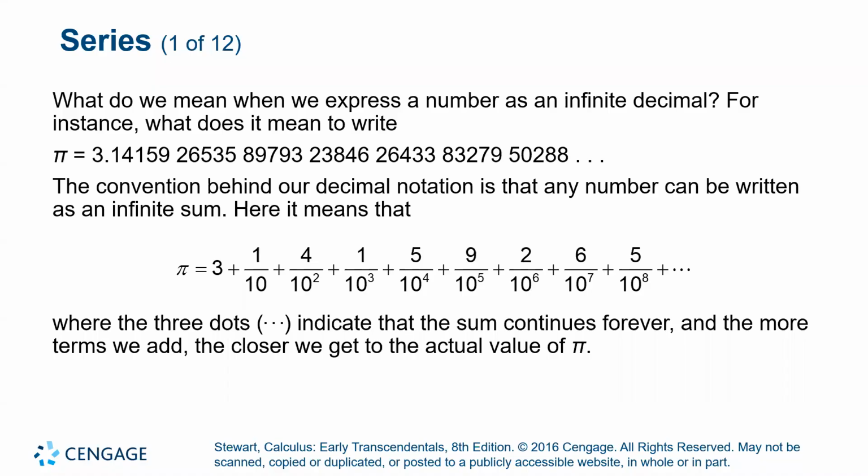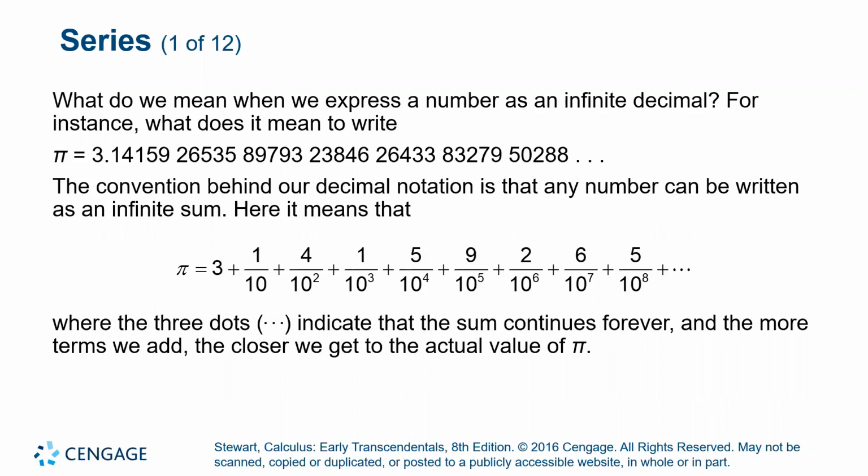Okay, so an example to get us in the right frame of mind. What do we mean when we express a number as an infinite decimal? For example, they have pi written out to, I don't know how many that is, 30 or so decimals. The convention behind decimal notation is something you might not remember, but it's the way you would have learned about it at the very beginning.